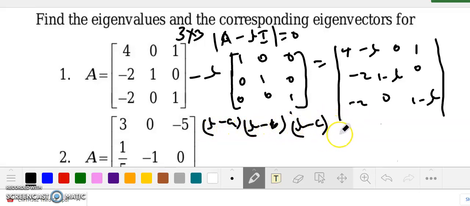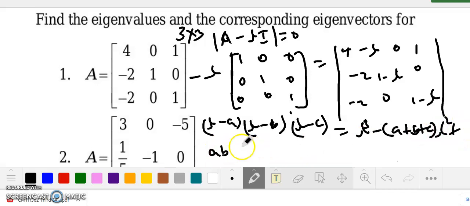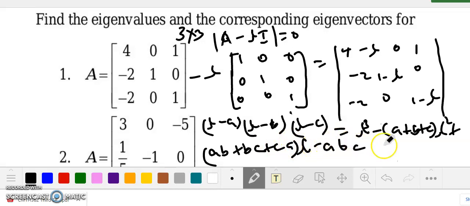So let's expand this. This will be equal to lambda cubed minus (a plus b plus c) lambda squared, plus (ab plus bc plus ca), and this will be multiplied by lambda, minus abc. With this, it will help us to find the solution for the eigenvalues, which we are going to use to find the corresponding eigenvectors.